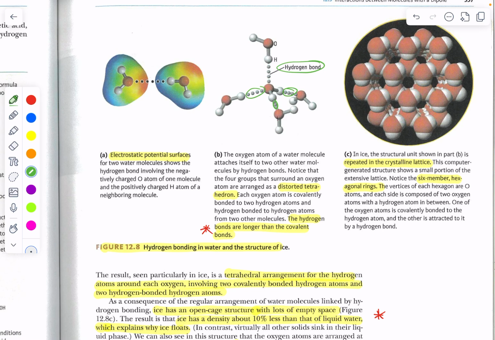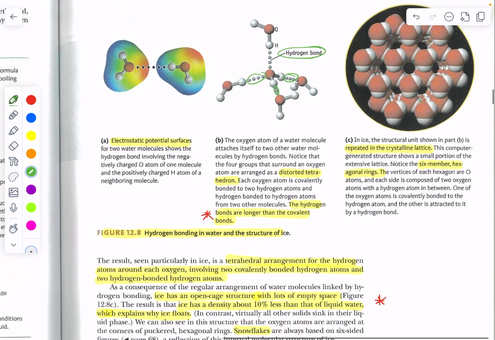oceans and bodies of water would freeze from the bottom up and kill all the organisms that live in them. And of course, since most of our oxygen that we breathe comes from the phytoplankton in oceans, well, you would hate it when that happens, if the oceans froze over. All right, so you get that.